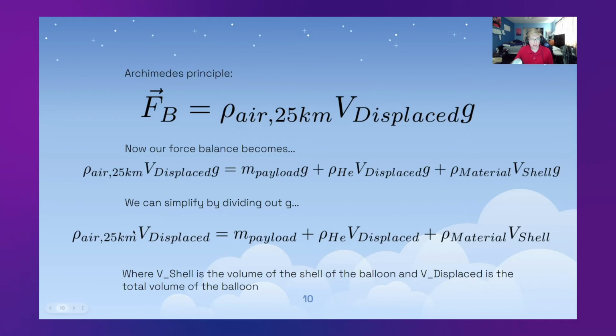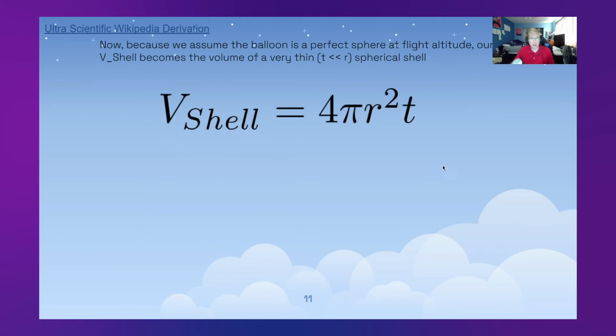Next, we are going to make a distinction between the volume displaced by the object and the volume of the shell. The volume of the shell is simply going to be the volume of a cylindrical shell. However, making the assumption that the thickness of the shell is so much smaller than our radius that it fundamentally changes the equation. So there's an ultra scientific Wikipedia derivation on this slide, which I imagine will be posted, that you can look at in awe. But essentially, we know from our research that the thickness of this balloon is going to be so small compared to its radius that we can make this assumption.